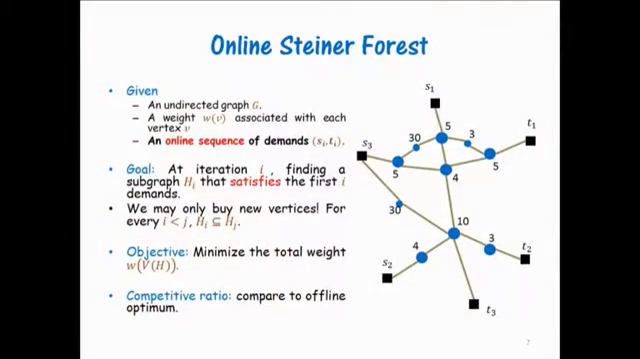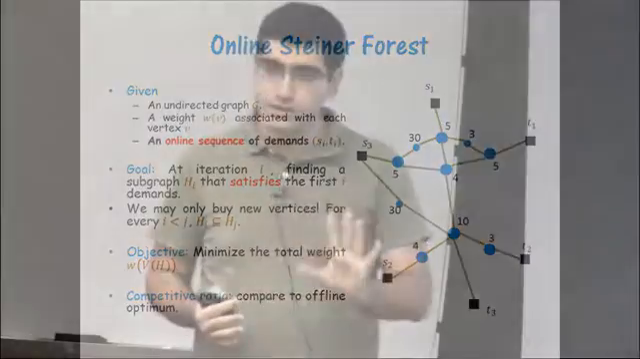So what's the online variant of the problem? We know the graph in advance. This is very important. But the sequence of demands are coming online. So after we get a new Si, Ti, we need to augment our solution to keep Si and Ti connected. But we can only buy new vertices. We cannot give back the vertices that we have already purchased. Okay? That's why it's irrevocable, right? And we want to be competitive against the offline optimum. Okay?